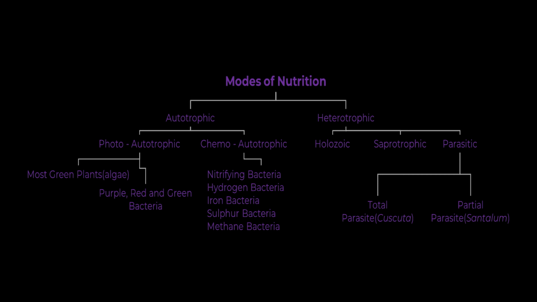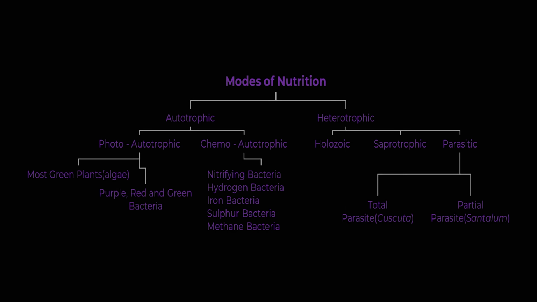Holozoic mode of nutrition is exemplified by amoeba and humans, which ingest their food wholly or completely. Saprotrophs, on the other hand, digest their food first externally to the body and then ingest the digested food material. Such as rotten wood, you will find fungus that digests the wood externally and then ingests the digested material. Parasites are those organisms which need a host to obtain their nutrition. Examples of plant parasites: total parasite, Cuscuta, and partial parasite, Santalum.